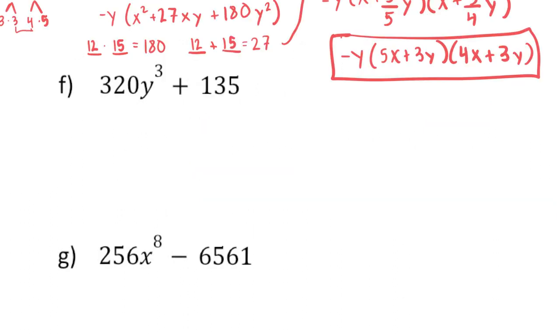Okay, question F. We have two terms again, so we're gonna start by finding the GCF. Looks like the GCF between each of these is 5. So 320 divided by 5 is 64. And 135 divided by 5 is 27.